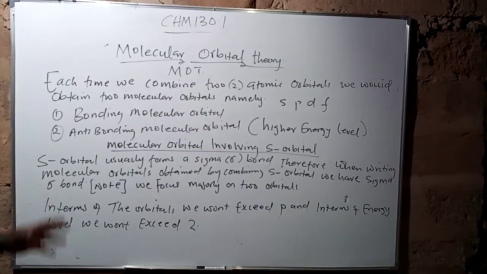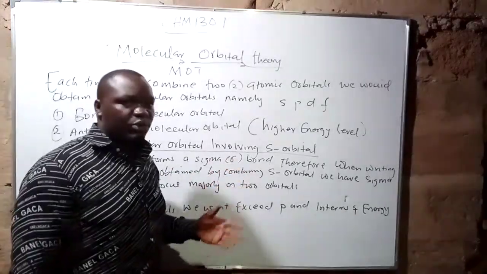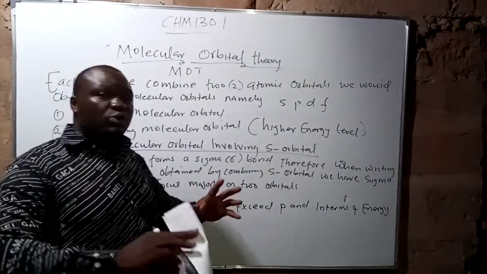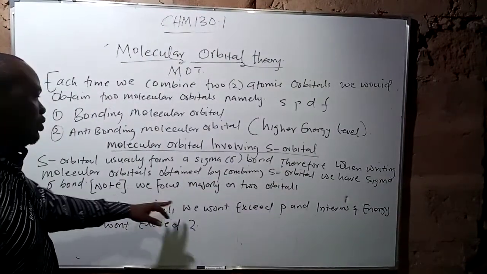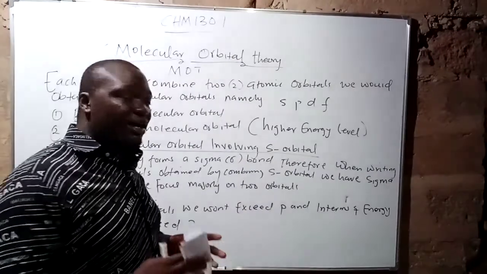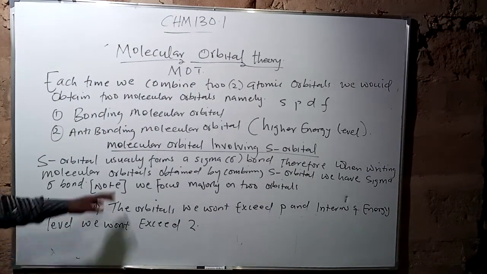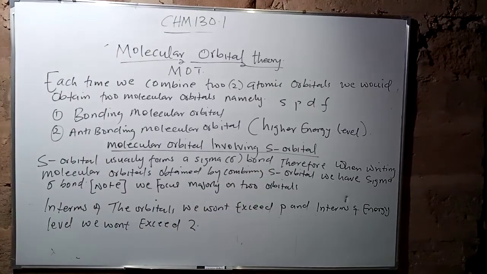Now, the s orbital usually forms what we call the sigma bond. From normal chemistry, we have the sigma and pi bond. And we said the s orbital forms the sigma bond. Therefore, when writing molecular orbitals obtained by combining s orbitals, we have the word sigma. Now, like I said, we focus majorly on 2 orbitals. I'm going to write it down so that you understand what I'm saying completely.